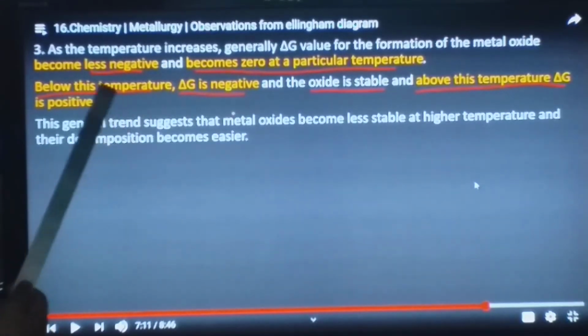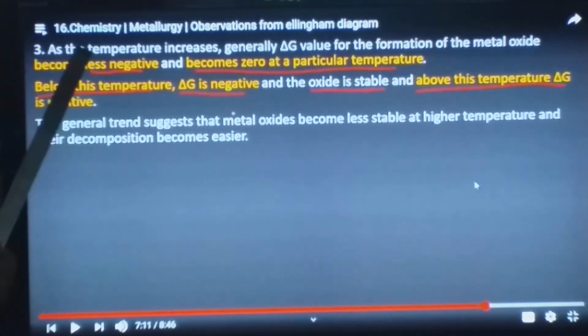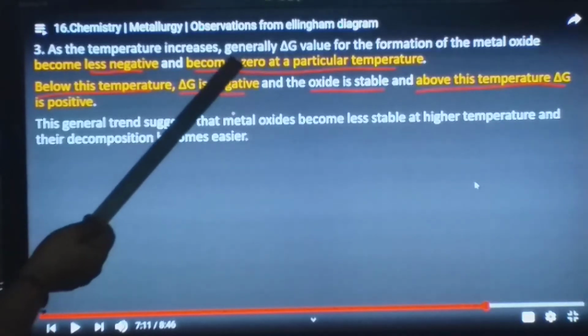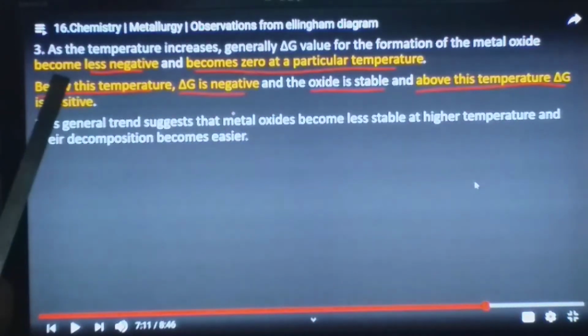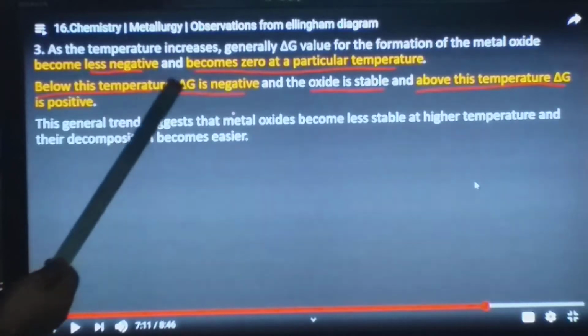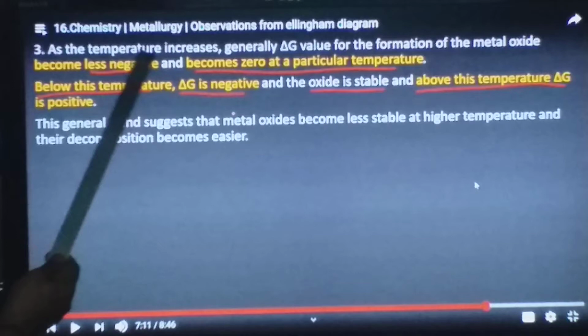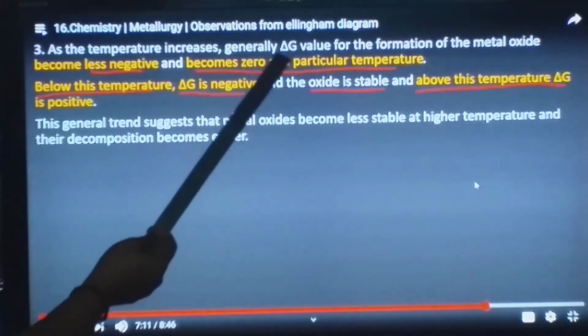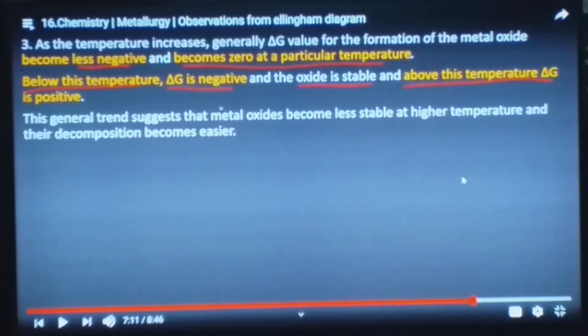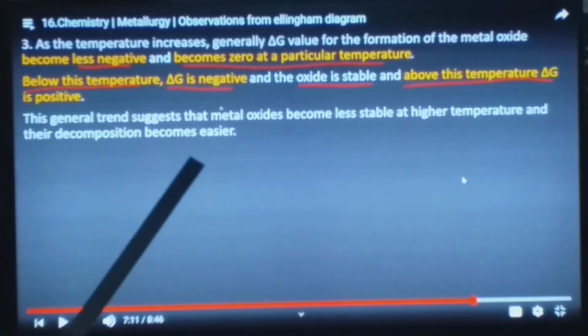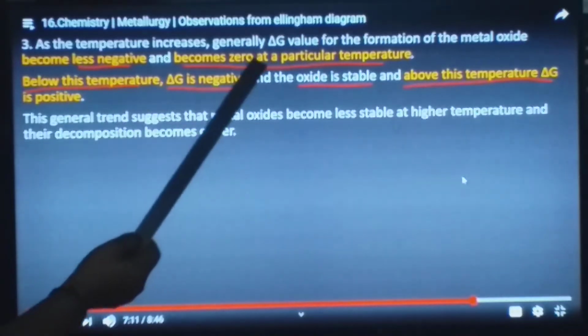In the observations of the Ellingham diagram, the third point is, as the temperature increases, generally the del G value for the formation of metal oxide becomes less negative and it becomes 0 at a particular temperature. In the graphical representation, as the temperature increases, the del G value becomes less negative, and at a particular place it reaches 0.